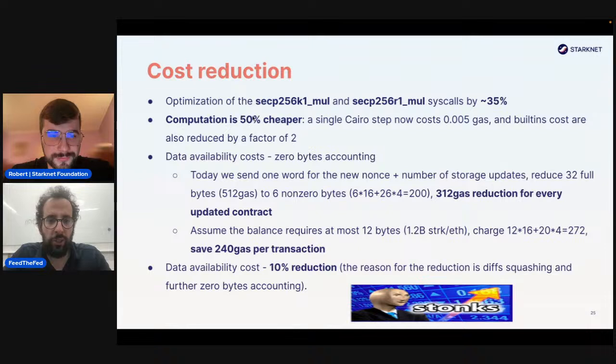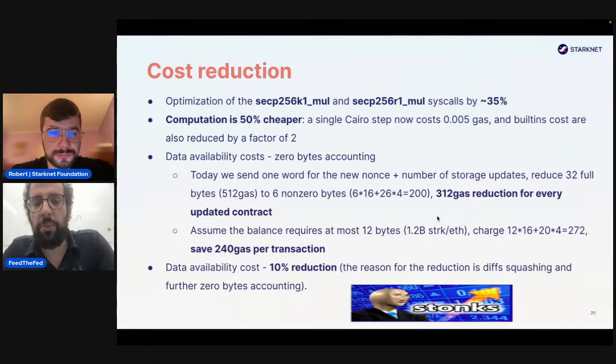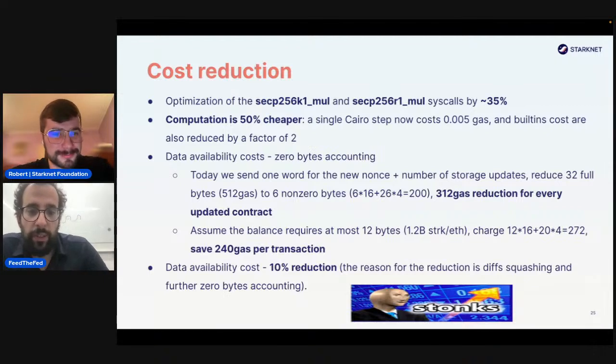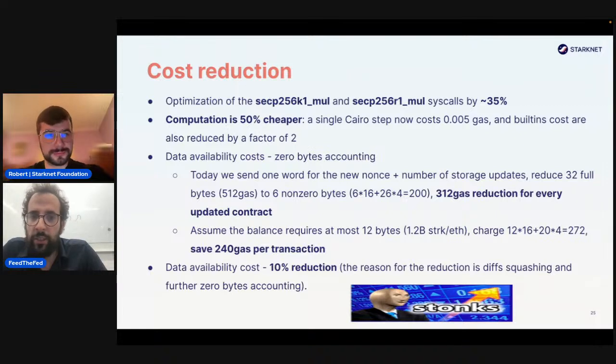Yeah, so on the computation front, 50% cheaper. On the data availability, 10% cheaper plus some concrete 550 gas reduction for transactions with a single transfer, probably more for more complicated transactions because this addition gets repeated for every contract that you're updating. Okay, this essentially sums up all the changes in 0.13: v3 transactions, paying with STARKs, and cost reductions.